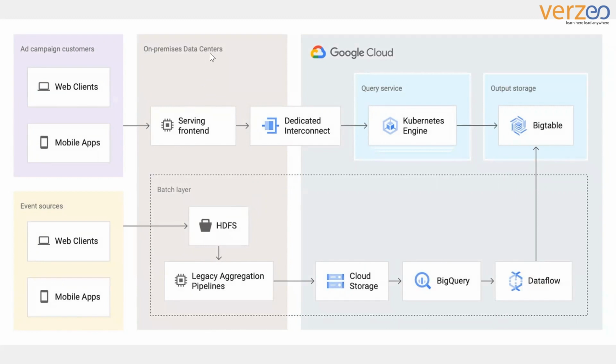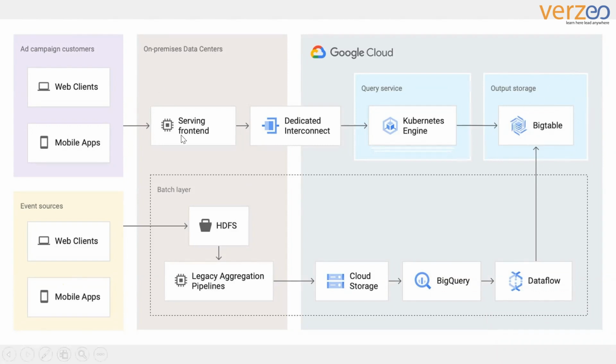So what Twitter did is it used Google Cloud. Initially, it had ad campaign customer data and its event sources, and it was putting the data into its on-premise data centers. After that, it had something called Hadoop legacy aggregation pipelines. It is pushing into Google Cloud to run some queries on top of big data, so as to understand the data that it already has, right?